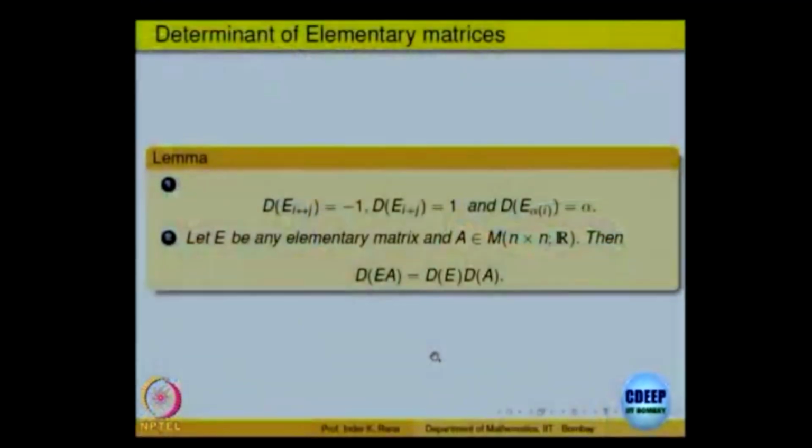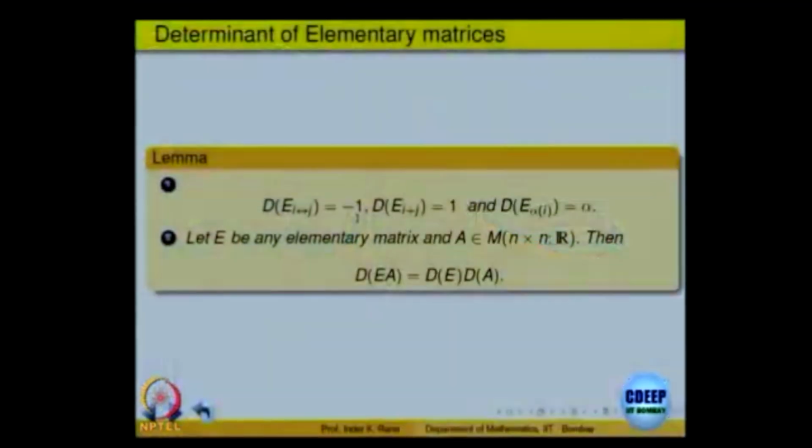Next we want to compute the determinant for the elementary matrices. So what is the first elementary matrix? That was interchanging the ith row with the jth one. Take the identity matrix, and interchange the ith with the jth. So what is the determinant of that? Minus 1. Just now we showed that in any matrix, if we interchange the ith and jth row, it gives a negative sign, so in particular for the elementary matrix also.